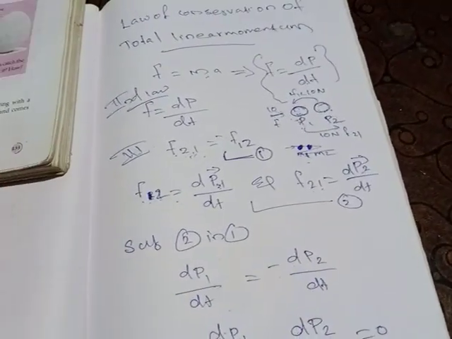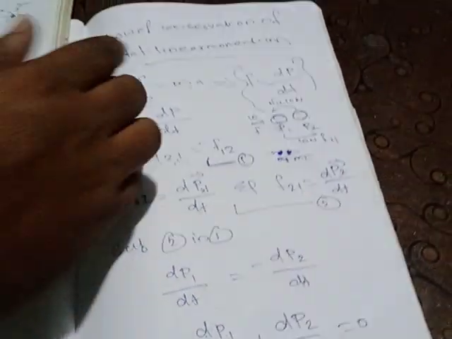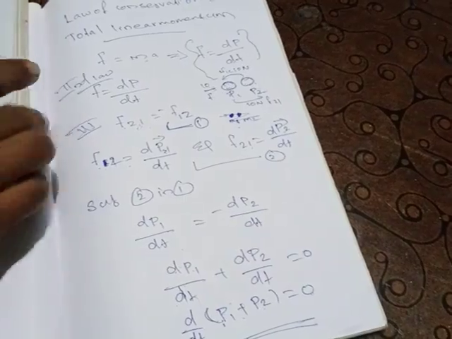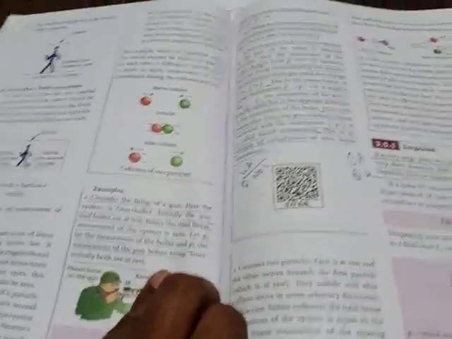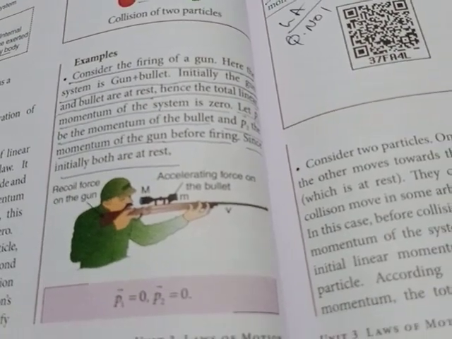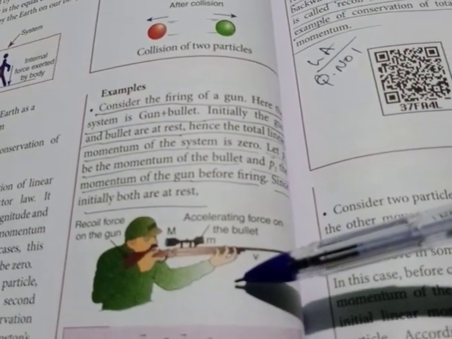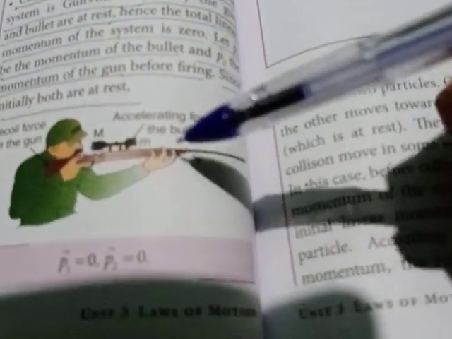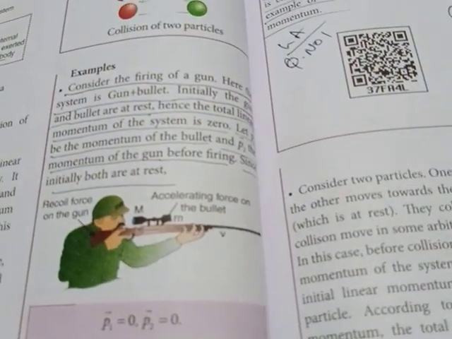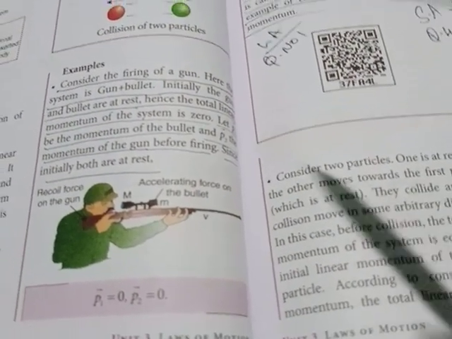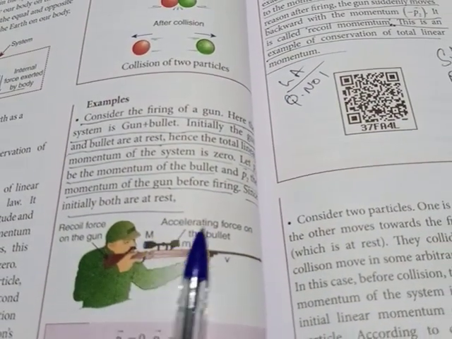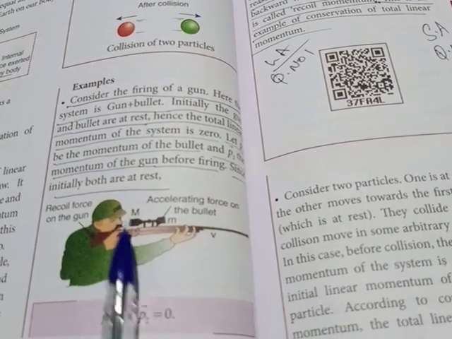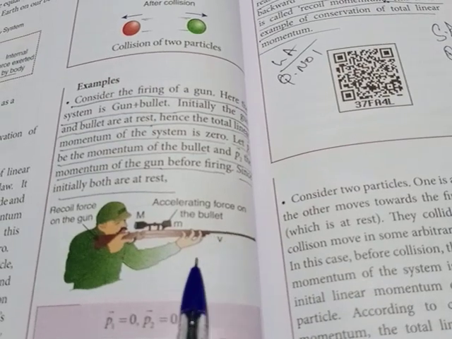That is the best example, and in this part you have to write all these things and the explanation I told. Also you have to write one example. Here you can see a person firing using a gun, and here the system is the gun plus bullet. Initially there is no force acting on it, so it is at rest. The gun and bullet both are at rest, so you can tell that the total linear momentum is 0.